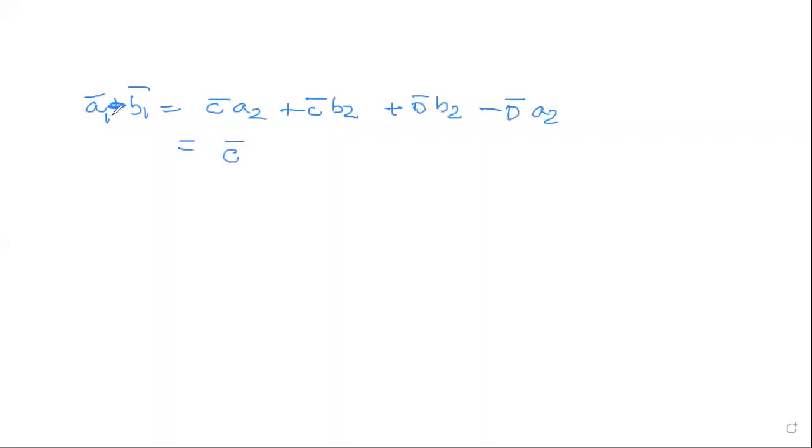Now again consider equation 13. From equation 13, you have to simplify this. A1 minus B1, which is equal to, now just bring those equations in terms of your A1 and A2. So you'll have C bar A2 plus C bar B2 plus D bar B2 minus D bar A2. Now bring A2 terms and B2 terms. A1 minus B1. Sorry, this is A1 minus B1, no bar.